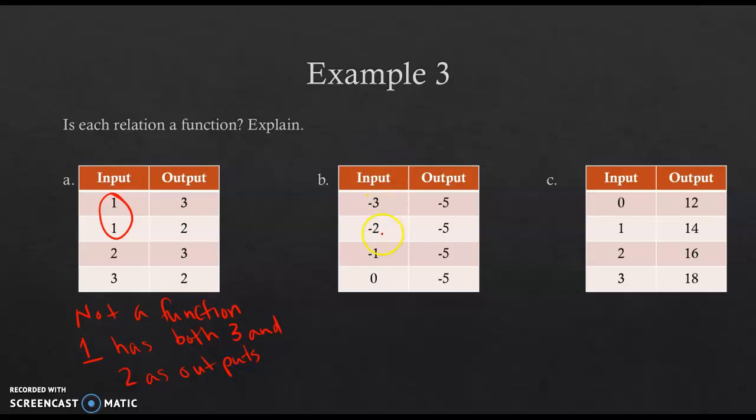All right, -3, -2, -1, 0. It doesn't matter that all the outputs are the same. I just need to focus on these inputs. They are all different, and therefore this is a function.